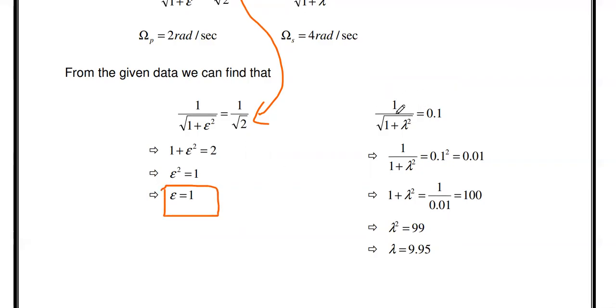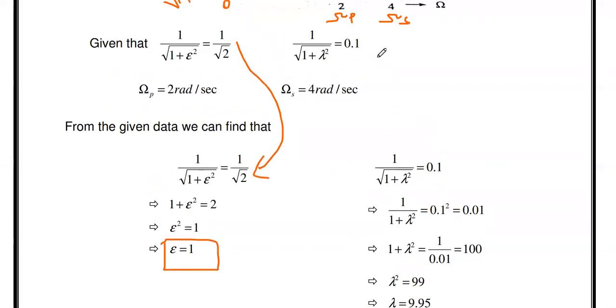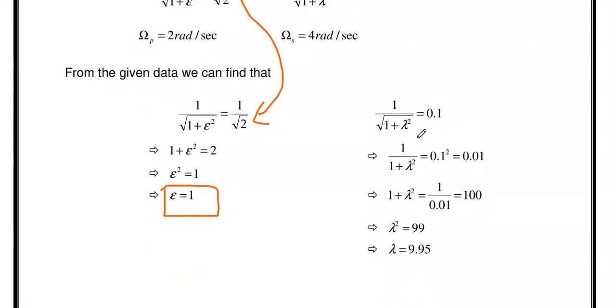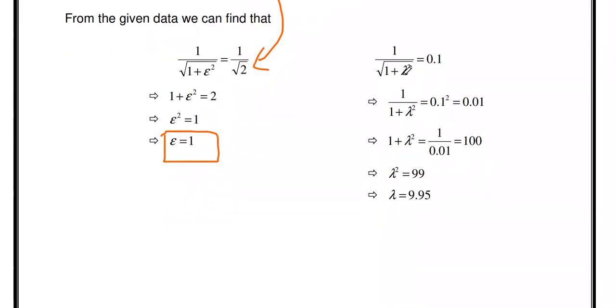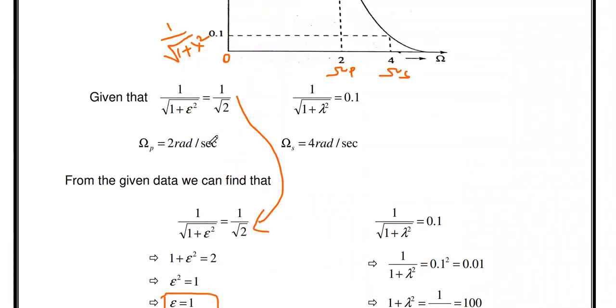Similarly, 1 by square root of 1 plus lambda squared is equal to 0.1. To find lambda, first take the square on both sides, then take the reciprocal. After rearranging, we get the lambda value as 9.95. So epsilon and lambda are calculated. In the problem, omega p and omega s, the pass band frequency and stop band frequency, are given.